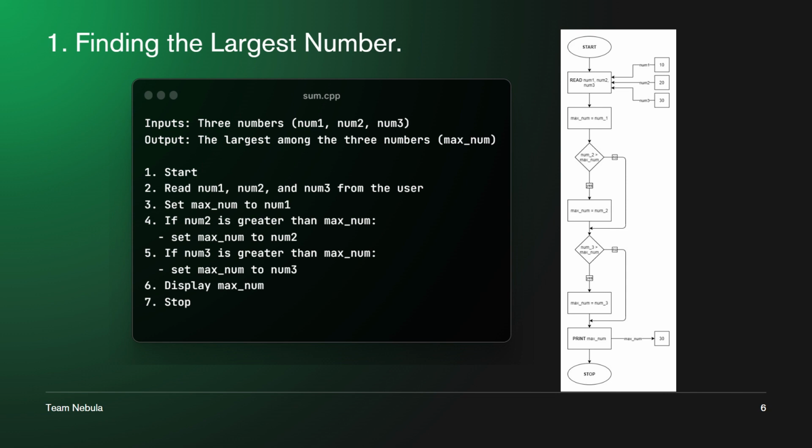Subsequently, a variable named maxnum is initialized with the value of num1. The algorithm then checks if num2 is greater than maxnum. If true, it updates maxnum to reflect the larger value. Similarly, it checks if num3 is greater than maxnum and updates maxnum accordingly. Finally, the algorithm displays the value stored in maxnum, which now represents the largest of the three input numbers. The process concludes at this point.